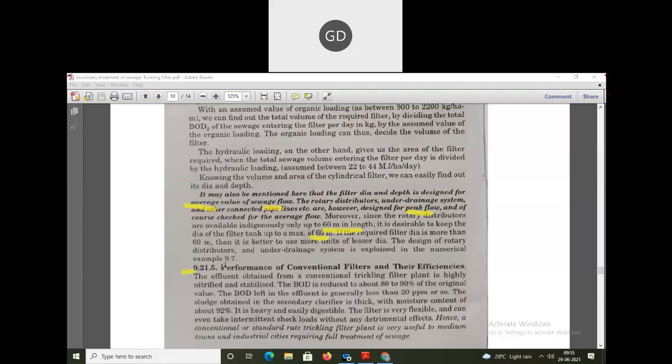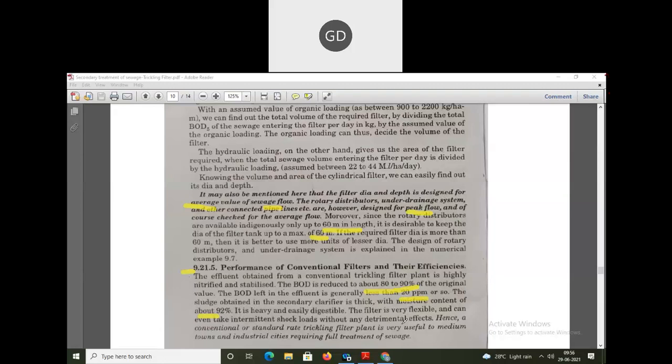Now coming to the performance of conventional filters and their efficiencies. The effluent that you get from the conventional trickling filter plant is stabilized. The BOD is reduced to about 80 to 90% of the original value, and whatever BOD is left in the effluent is generally less than 20 parts per million. The sludge obtained in the secondary clarifier, or secondary sedimentation tank, is very thick, with a moisture content of about 92%.